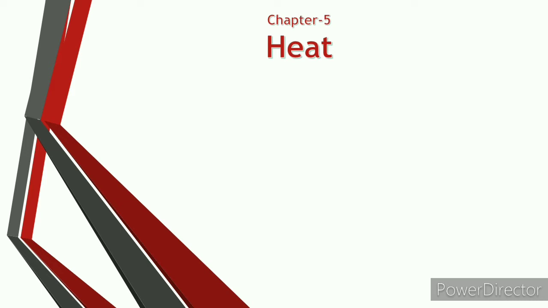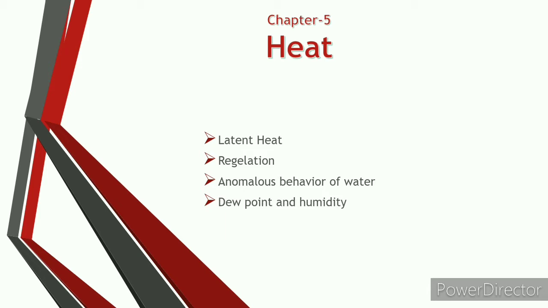Okay. Now in this chapter, we are going to learn different concepts like latent heat, anomalous behavior of water, dew point and humidity, and specific heat capacity. Now there are different ways of heat transfer, and we have already learnt about it. Those ways are conduction of heat, convection of heat, and radiation of heat.